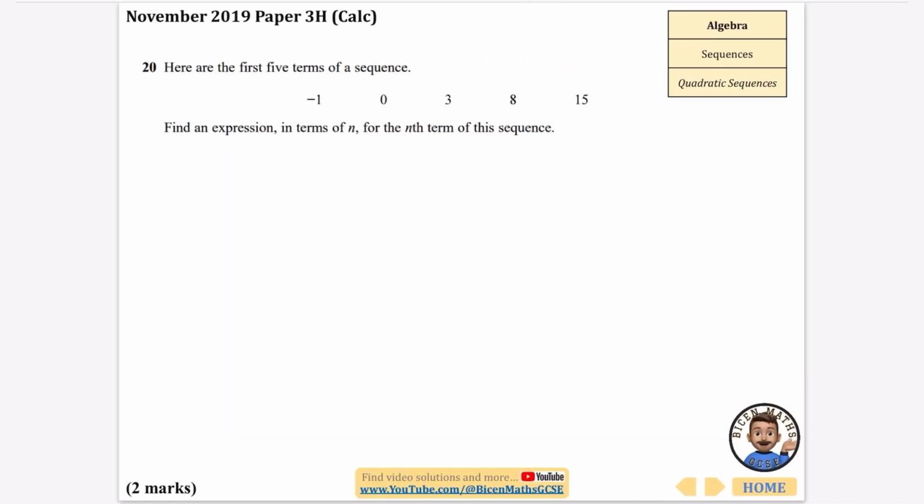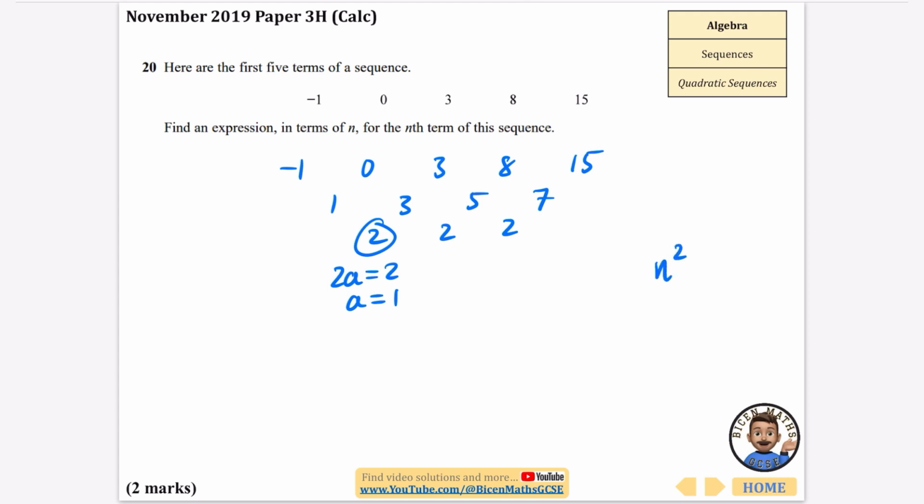So I'm going to show you the slightly different one for this, okay? We're going to do comparing the sequences. So we're going to start off in the same way, finding the second difference. So that's 1, 3, 5, and 7, which means it goes up by 2 each time. Now we still need to use the fact that 2a is equal to 2, so the a coefficient is 1. In other words, we know it's going to be something to do with n squared.